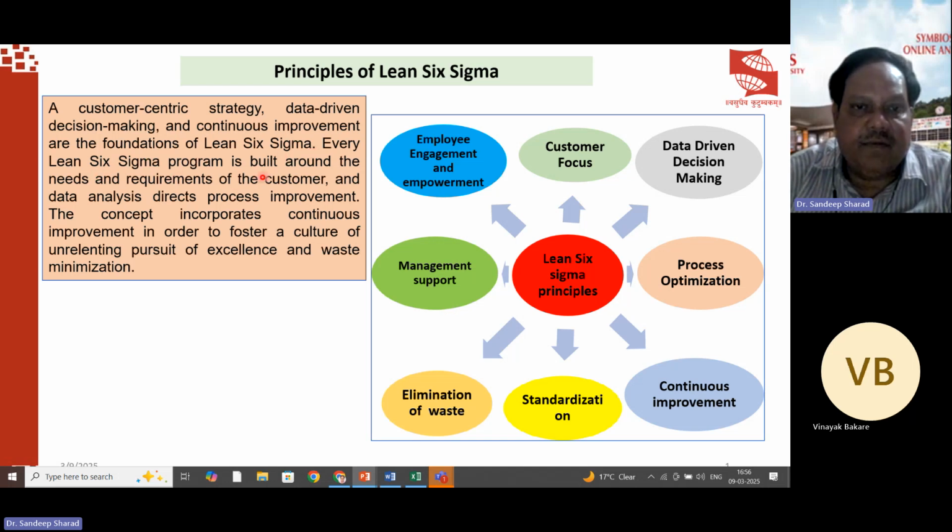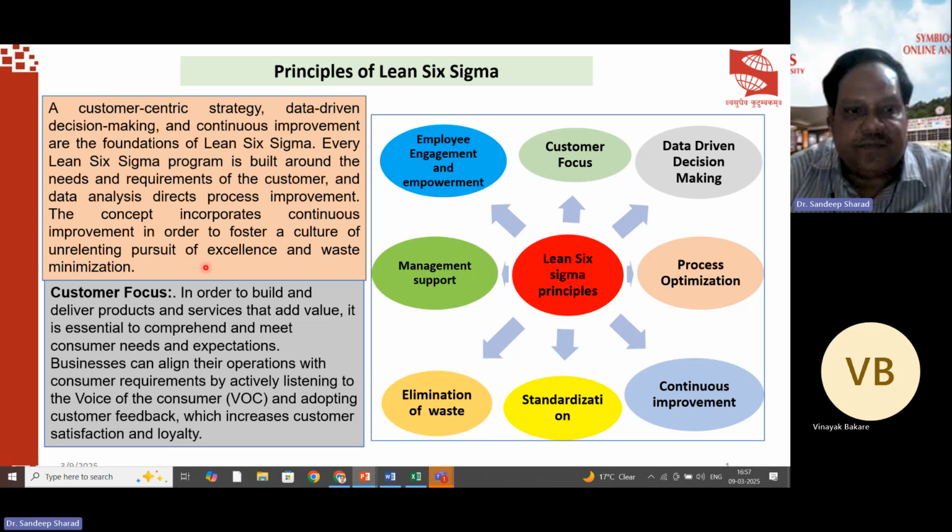Every Lean Six Sigma program is built around the needs and requirements of the customers, and data analysis directs process improvement. The concept incorporates continuous improvement in order to foster a culture of excellence and waste minimization.